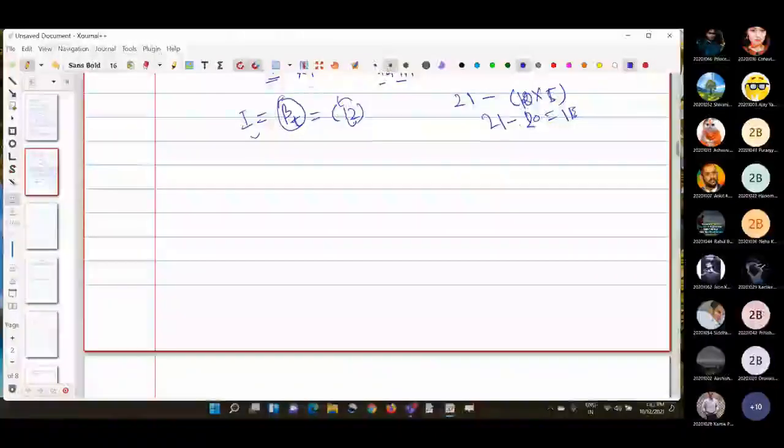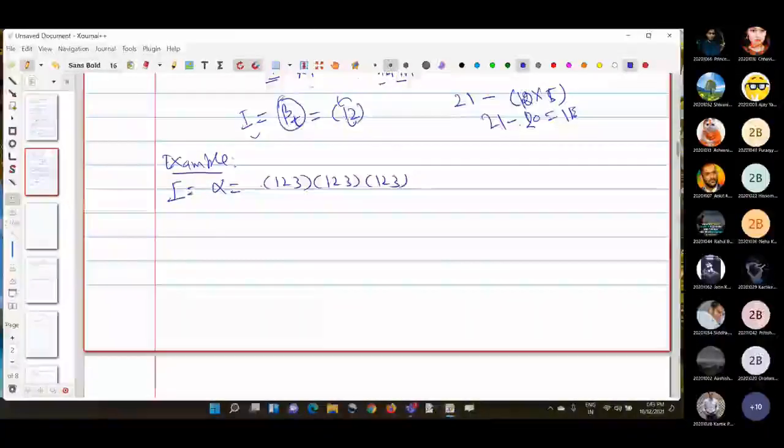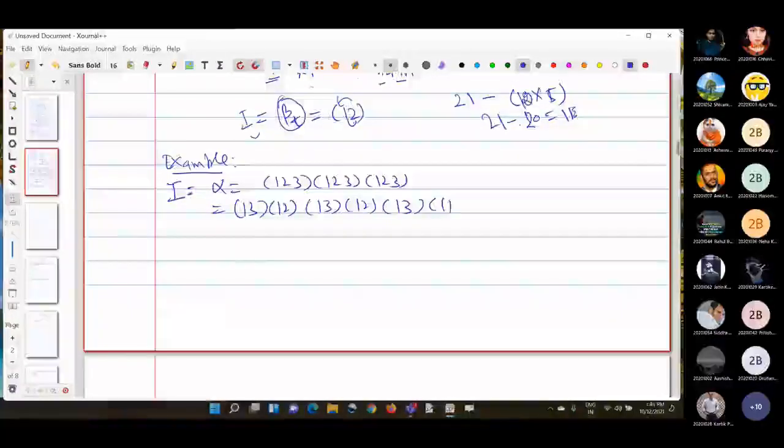I think the example I have given yesterday for this process, I have taken 1 2 3, and then 1 2 3, and then suppose this is alpha. And of course, this is going to be identity because with three elements, this is a three cycle, and then the order is going to be three. Okay. So for example, you can write 1, 3 and 1, 2, and then again 1, 3 and 1, 2, 1, 3 and 1, 2. Okay. So you can take any element.